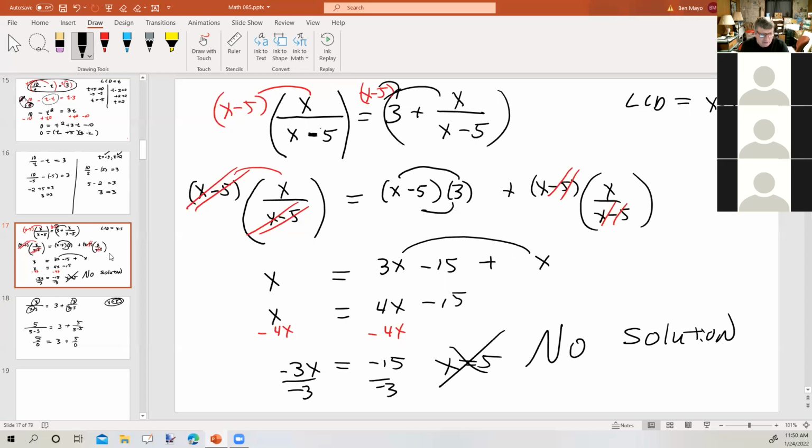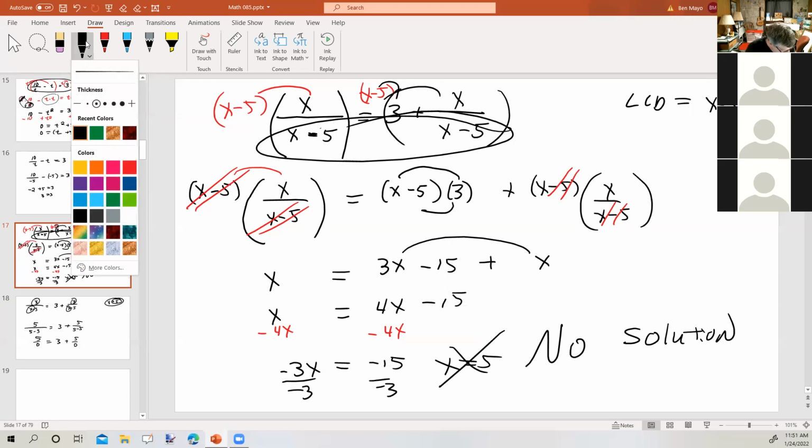Which is why you always want to check your work. And even if you're positive it's correct, you should at least plug your values into the denominators to make sure it doesn't produce a zero in the denominator, making it undefined. Okay? Ready to go on? Okay.